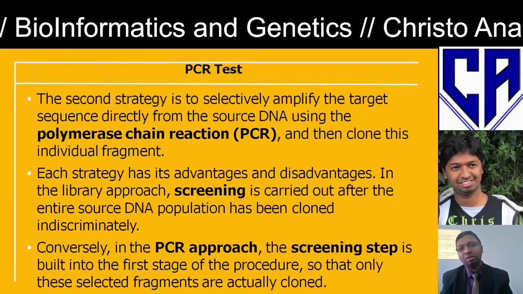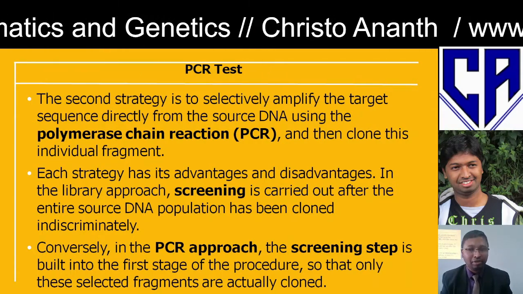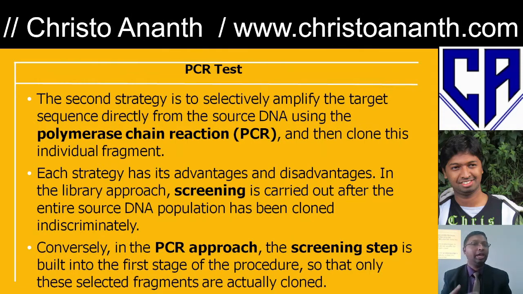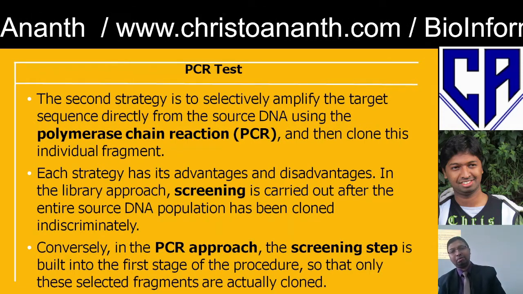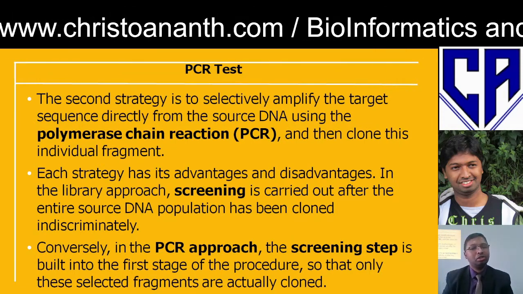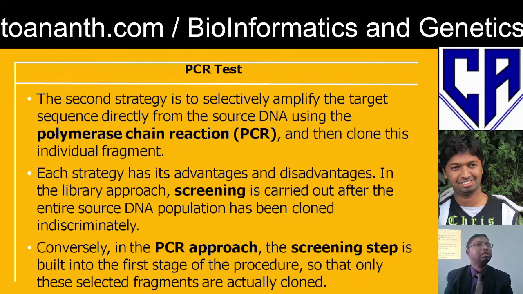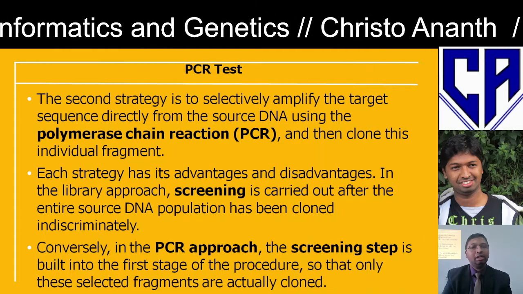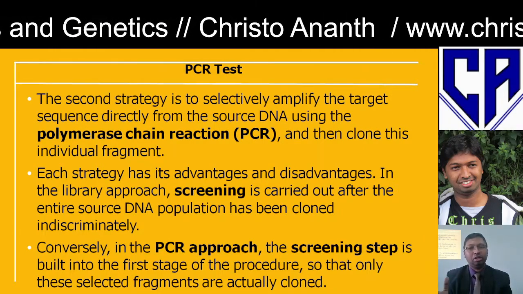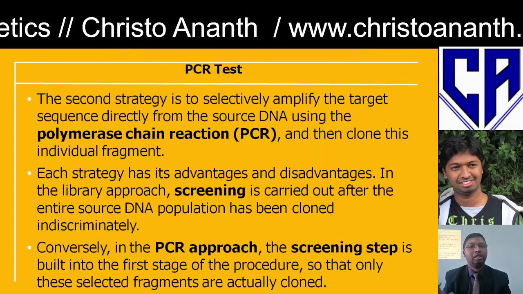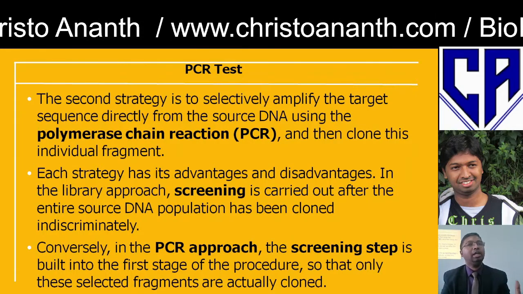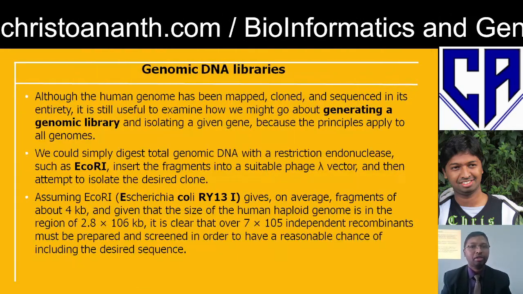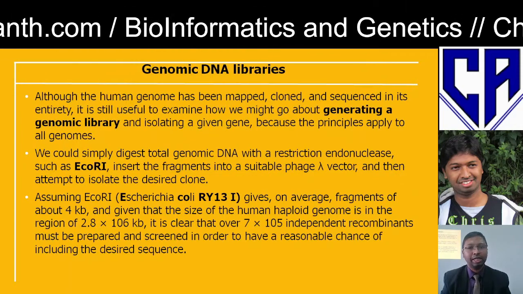So every strategy has its own advantages and disadvantages. Of course, you have a screening also to carry out for this entire DNA population. So in the PCR approach, generally the first step is screening. The fragments are closely analyzed, and of course you will go with the sequencing from the source DNA and cloning it into the individual fragments. So these are the genomic DNA libraries.